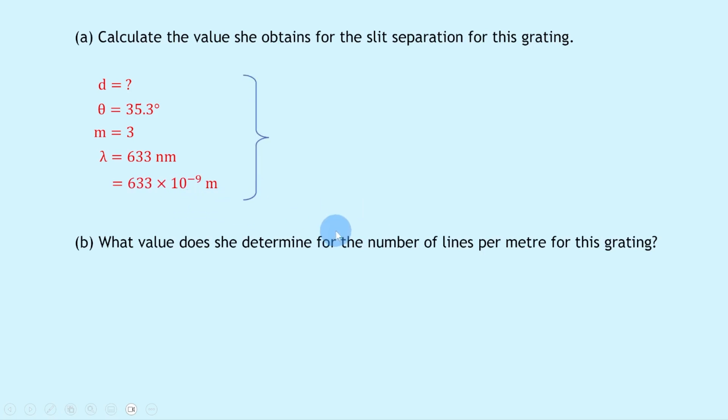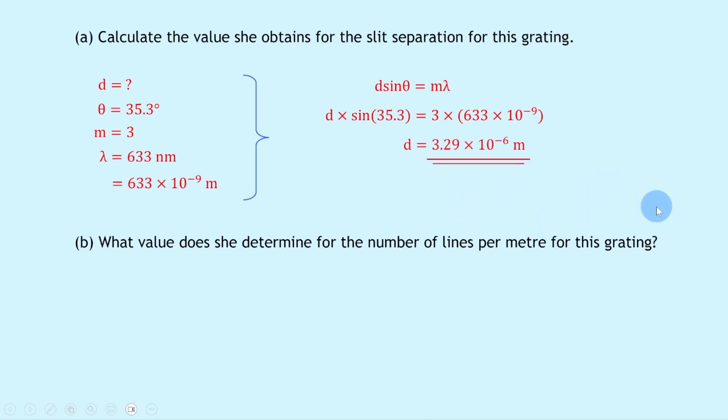Writing down the grating equation, we have d sine theta equals m lambda. Substituting in the numbers gives d times sine 35.3 is equal to 3 times 633 times 10 to the minus 9. Then doing the right hand side in your calculator, divided by the sine of 35.3 to get d on its own, you should get an answer for d of 3.29 times 10 to the minus 6 meters.